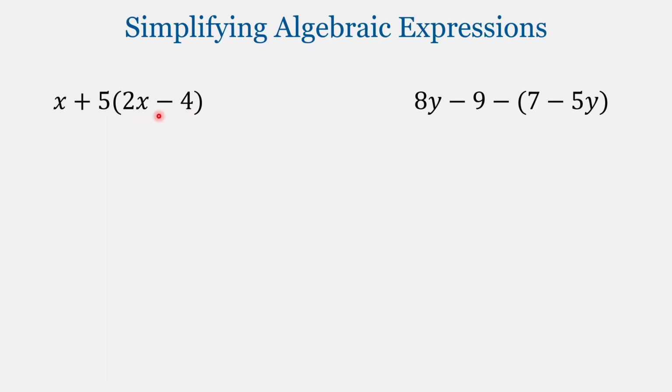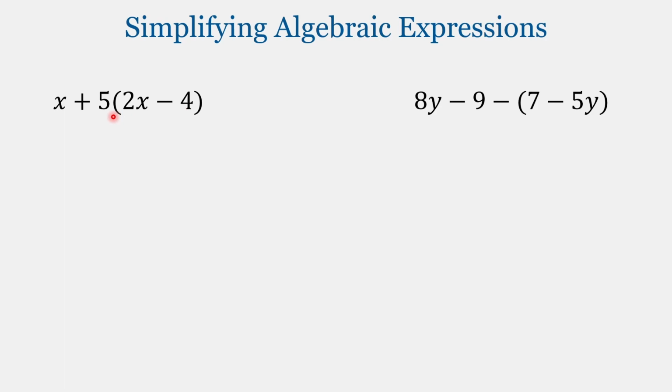So in this example we do have a parentheses, and when we follow PEMDAS we do things in the parentheses first. But there's nothing else we can do here without knowing the value for x. So this expression, 2x minus 4, is simplified. The next thing we do is exponents. We don't have any exponents. And then the next step is to do multiplication and division from left to right.